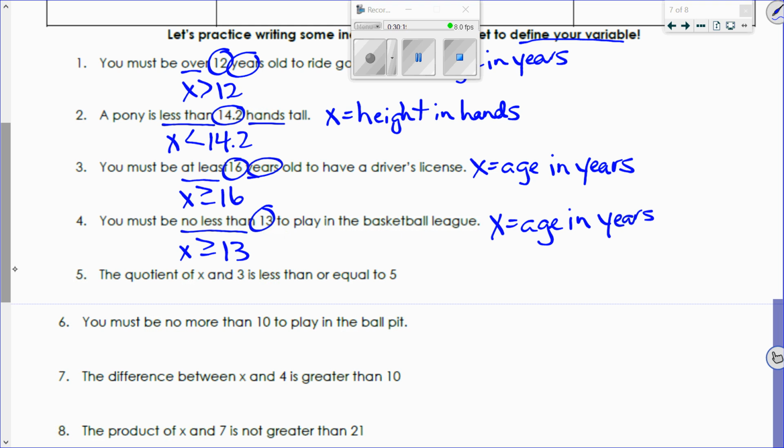Because is 12 no less than 13? No, it isn't. So it can't be less than. It's got to be greater than.